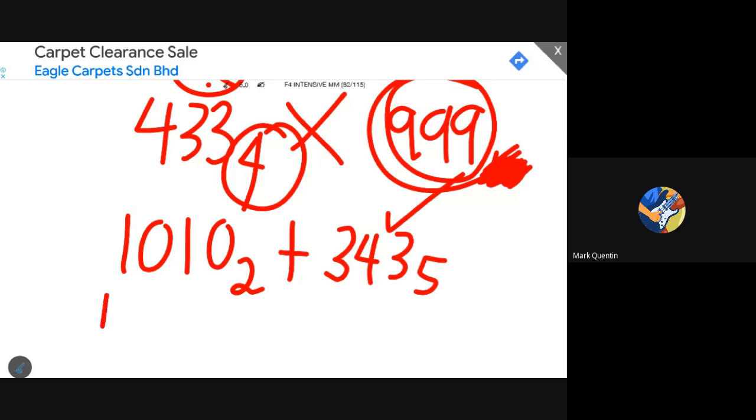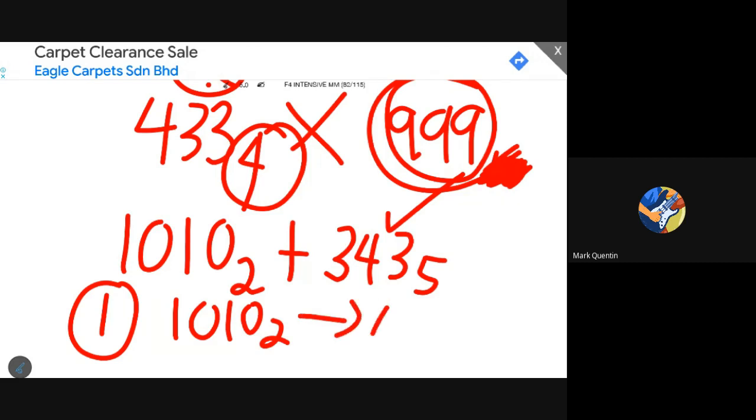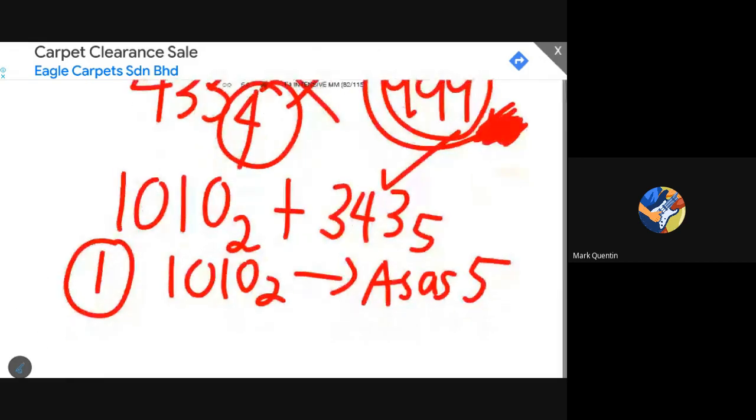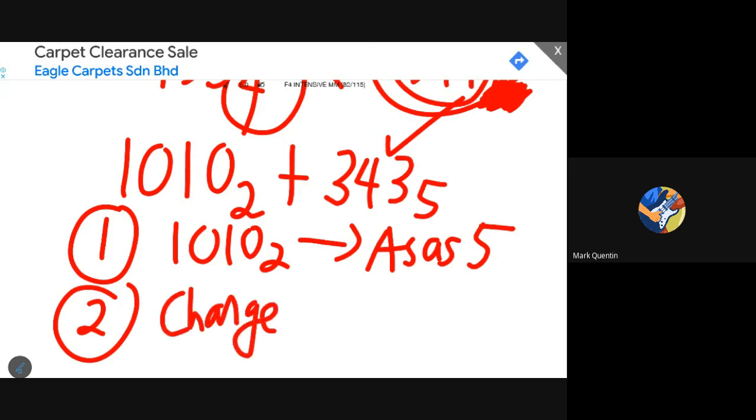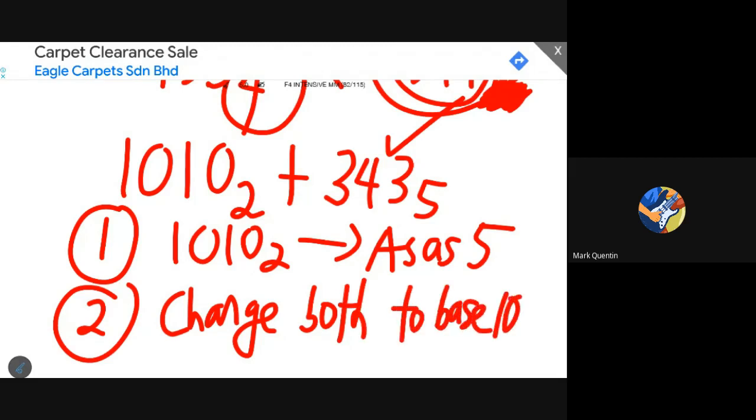Okay, so you have two options. Kamu ada dua pilihan sebenarnya. 10102 ni kamu boleh tukar kepada asas 5. You can change it to base 5. This is one option. Or what is the second option guys? Apa pilihan yang kedua saya boleh buat untuk selesaikan yang ni? What is the second option I have? Ada dua lagi. Yes, very good. Change both to base 10. Very good. Tukar dua-dua nombor ini kepada asas 10. Okay, correct. Ya, base 5 pun boleh, correct.